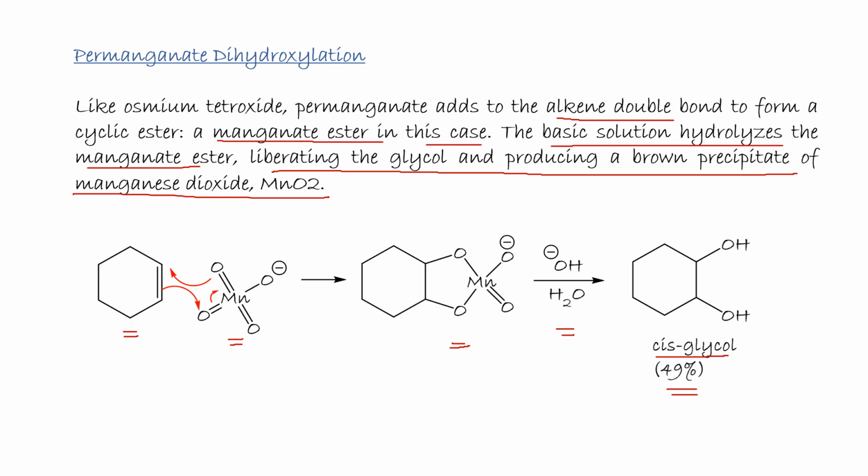Osmium is much better, gives high yield, but as we mentioned, it's toxic and expensive. Permanganate is cheap. And we have to watch the potassium permanganate conditions. It has to be dilute permanganate in the presence of base at low temperature.